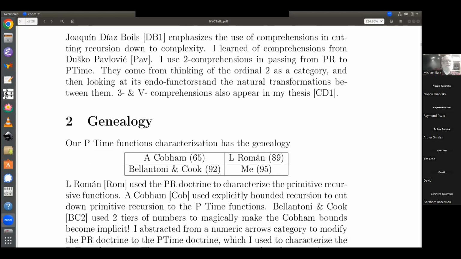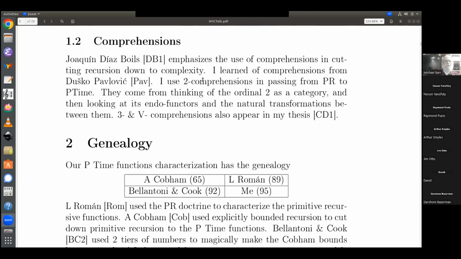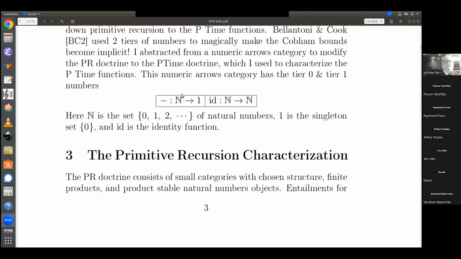And then briefly mentioned in my thesis, besides 2 comprehensions, I consider the notions of 3 comprehensions and V comprehensions. Okay, Jim, you've made a lot of connections here, but you don't tell us what comprehensions are. I mean, I know what it is in terms of set theory. I don't know what it is in terms of category theory.